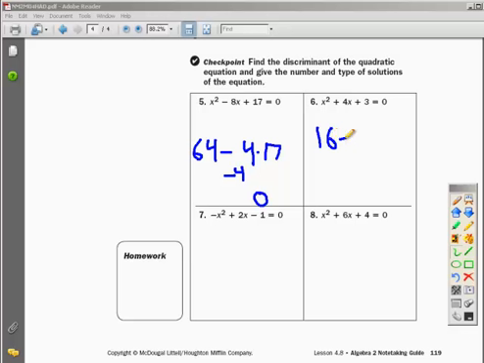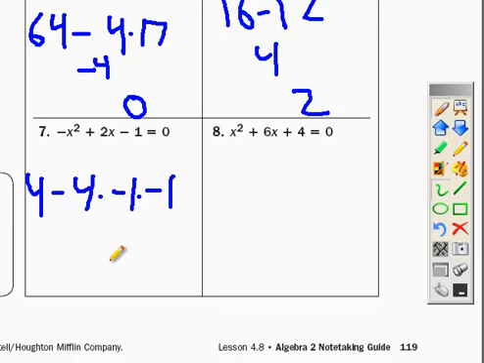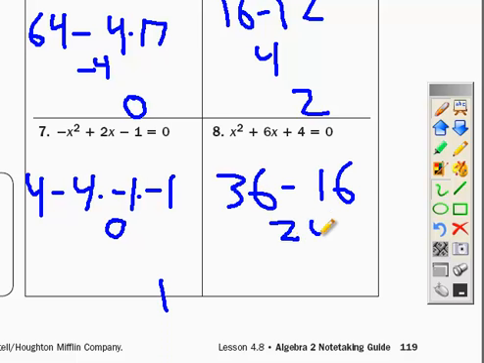This one, I have 16 minus 12. That's going to be 4 positive. I'm going to have 2 real solutions. This one, 2 squared is 4. B squared minus 4 times -1 times -1. Well, that makes 1. 4 minus 4 is 0, so I have 1 solution. And here I have 36 minus 16. That's 20. That gives me 2 real solutions.